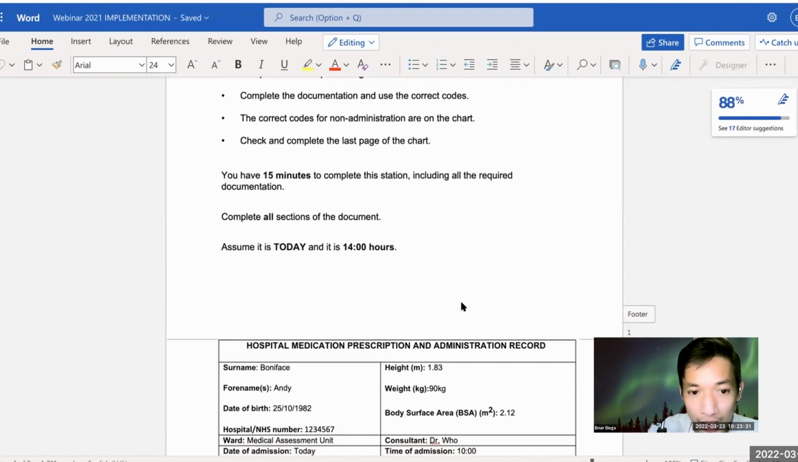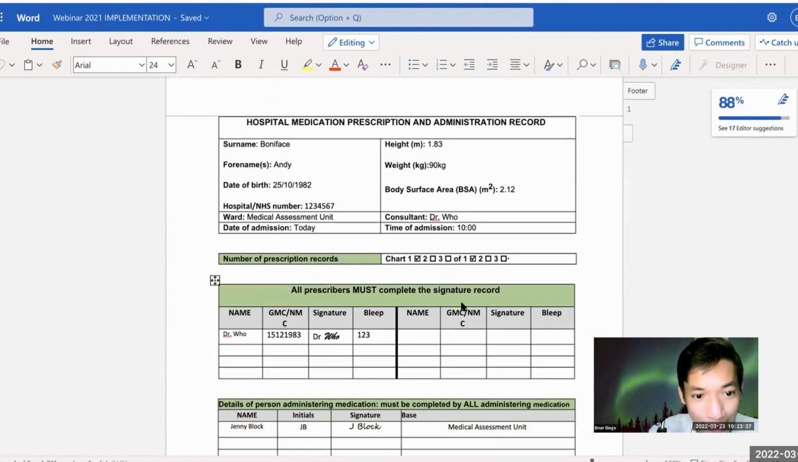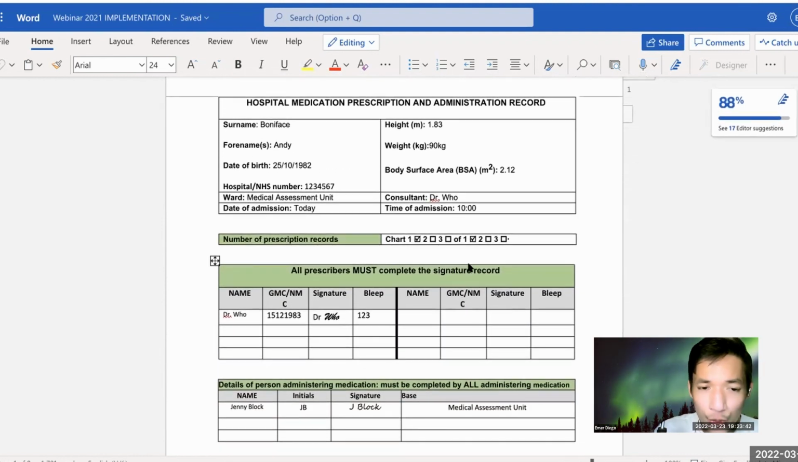So based on our scenario, you are meant to give your 1,400 medication. Okay. So your drug chart is colorful compared to the old test of competence. So let's read it. So the prescription is for, you could start with the surname or the forename, it doesn't matter as long as you read it. So let's say surname Boniface and the forename is Andy. The date of birth is the 25th of the 10th, 1982. Hospital number is 1234567. The ward is medical assessment unit. The date of admission is today.